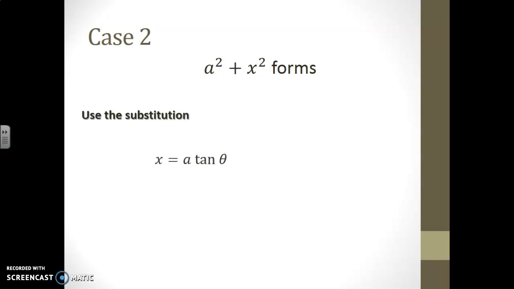We're going to be using the substitution x equals a tan theta, for which the corresponding dx, differentiating on both sides, is a secant square theta d theta. As was the case for sine substitutions previously, we'll have to assume theta represents an angle between minus pi over 2 and pi over 2.